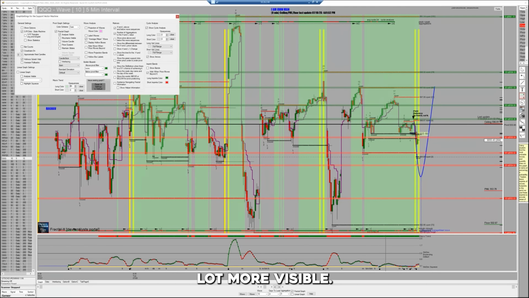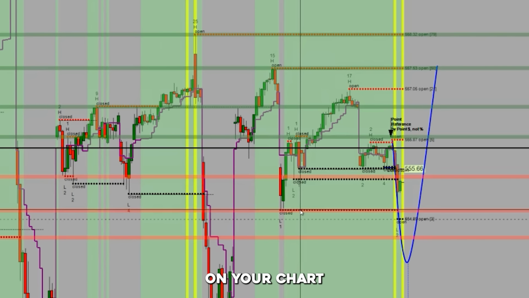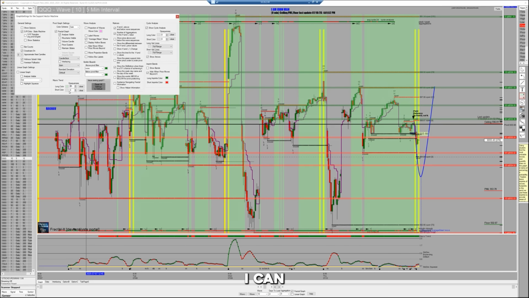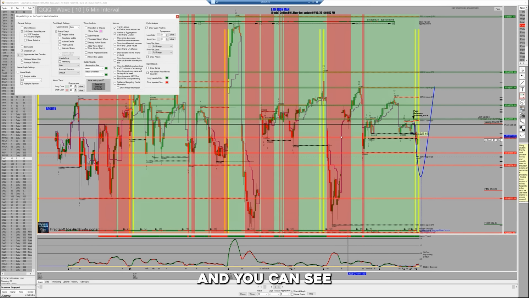Yeah, this is a lot more visible. You see the macro trend is marked right here on your chart, along with the macro trend that is shown right here. So that is the same macro trend, right? And I can do the same for the short color. I want to do it red. See, it's 85, and wherever it's a red macro trend, it's just marking it red. Does that make sense? That makes sense.